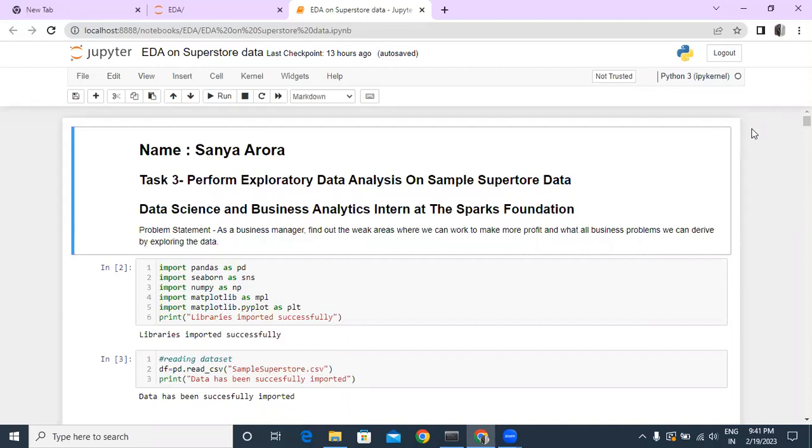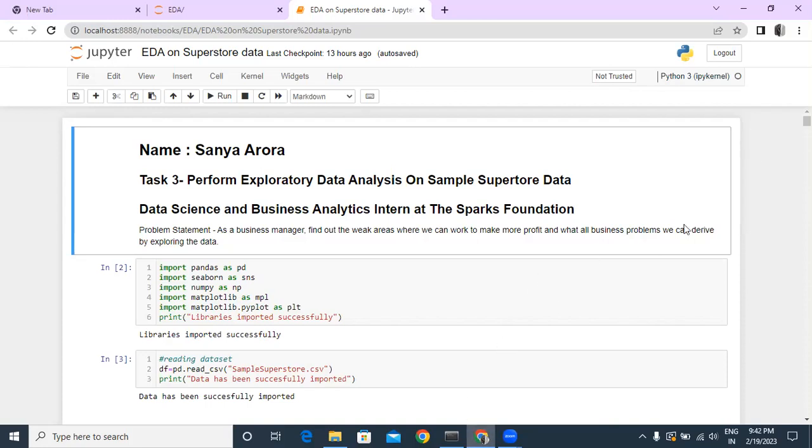This is task 3, which has been given to us to complete and provide with the analysis. So the task is we have to perform the exploratory data analysis on the sample superstore data, and the objective of the task is that as a business manager, we have to find out the weak areas where we can work to make more profit and what all business problems we can derive by exploring this data.